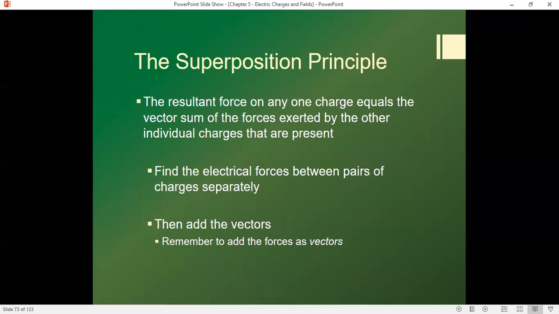Again, you got to think a little bit back to physics 1 when we're dealing with multiple forces. Basically, when we take the net force, we're adding all the forces and putting them together. So the superposition principle says the resultant force on any one charge equals the vector sum of all the forces. So if you have 2 charges pushing on one charge, you got to add both forces up like we did before. If you have 10 charges pushing on one charge, you got to add up 10 different components.